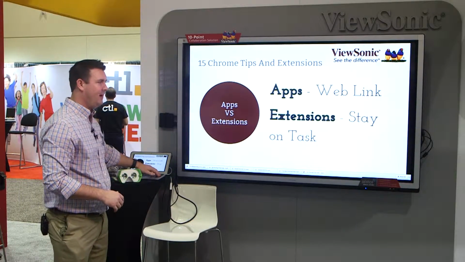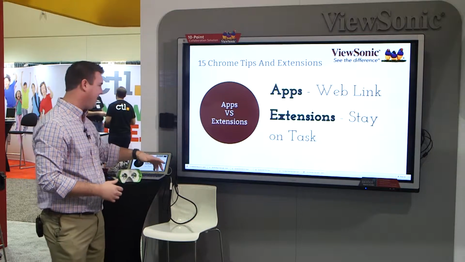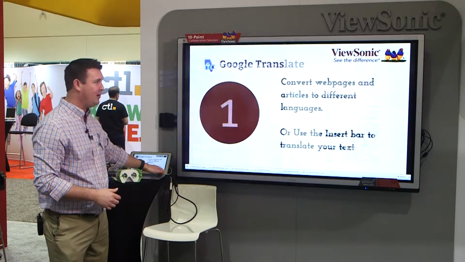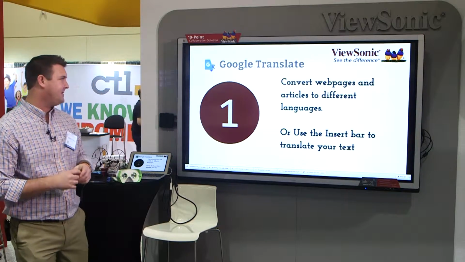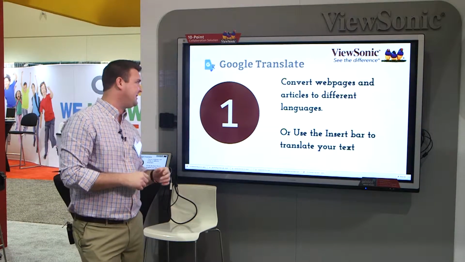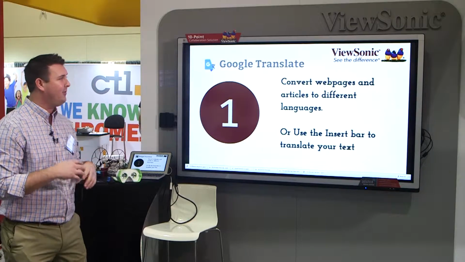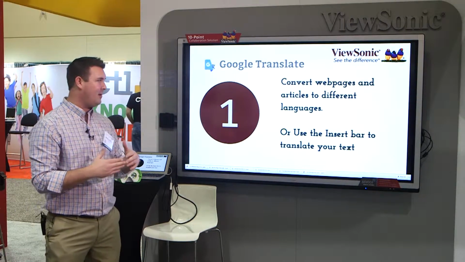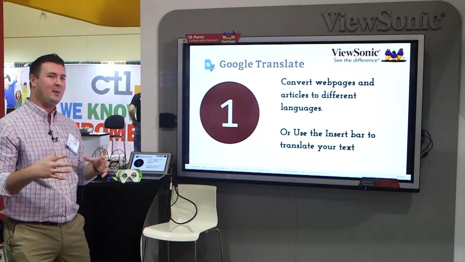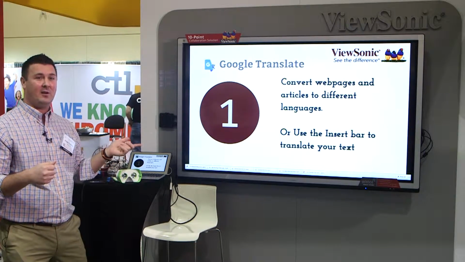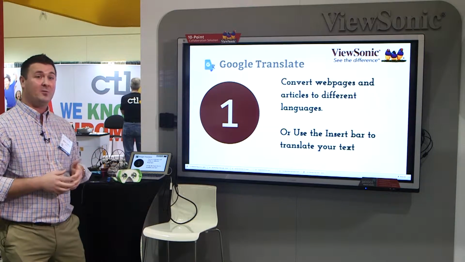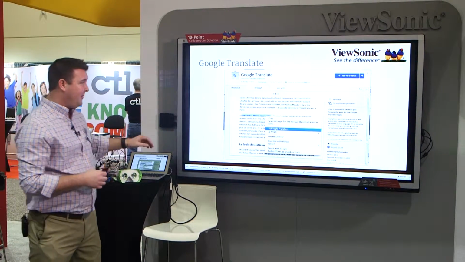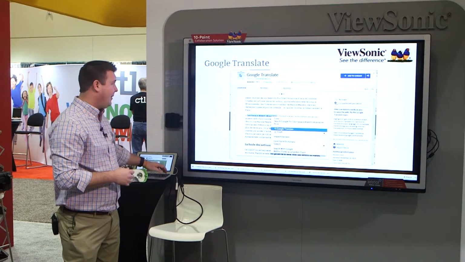So we're going to talk a lot about some extensions and then just some various tricks within Google Chrome, right? The first extension here is Google Translate, where it can convert web pages and articles to different languages for you automatically. I don't remember exactly how many languages, but pretty much anything you can think of, it'll convert either a web page or articles for you. And you can find that within the Google Chrome store.